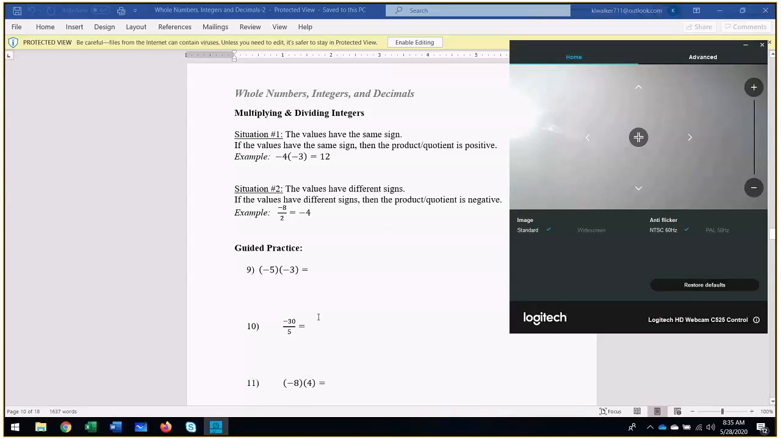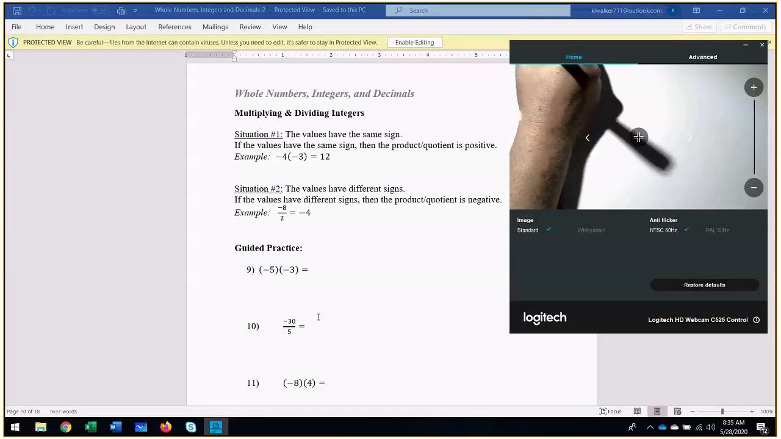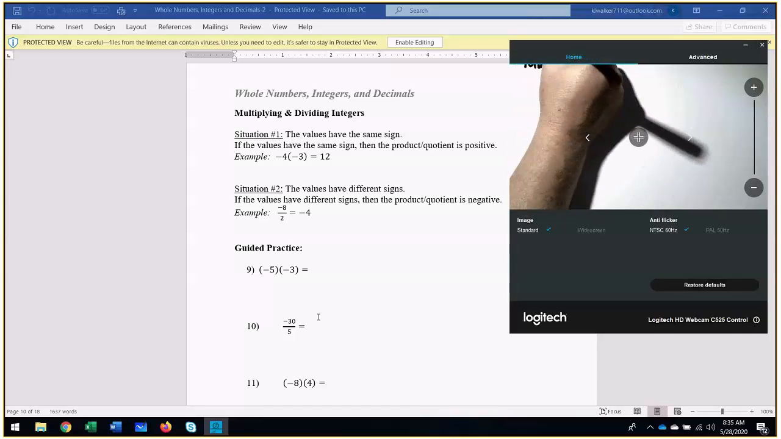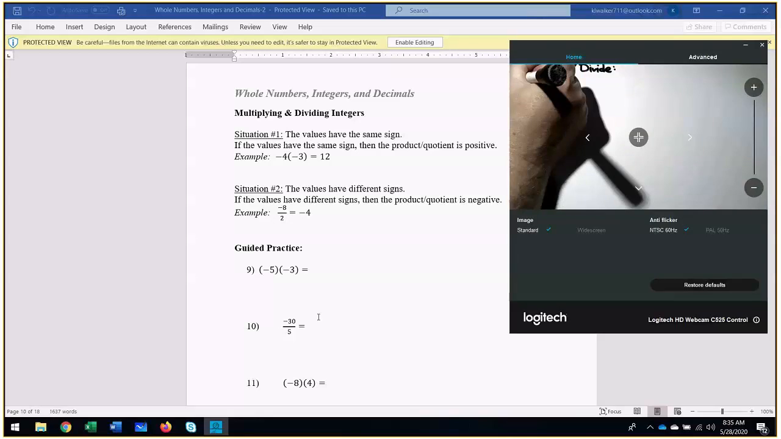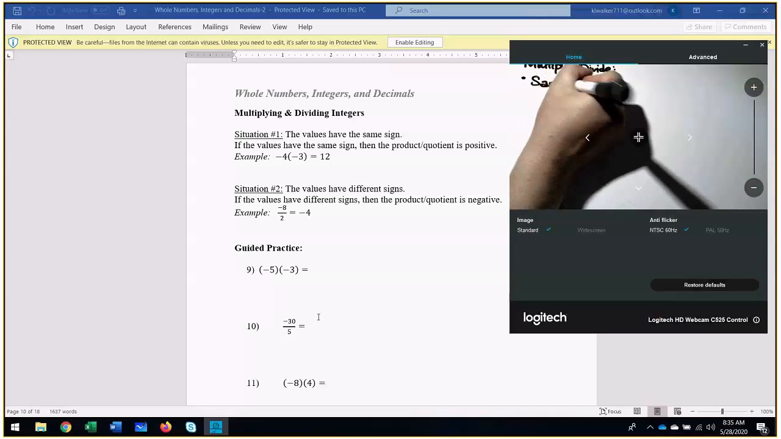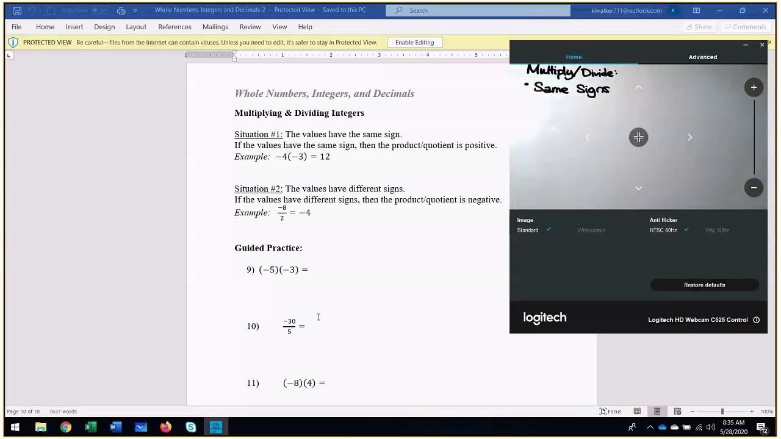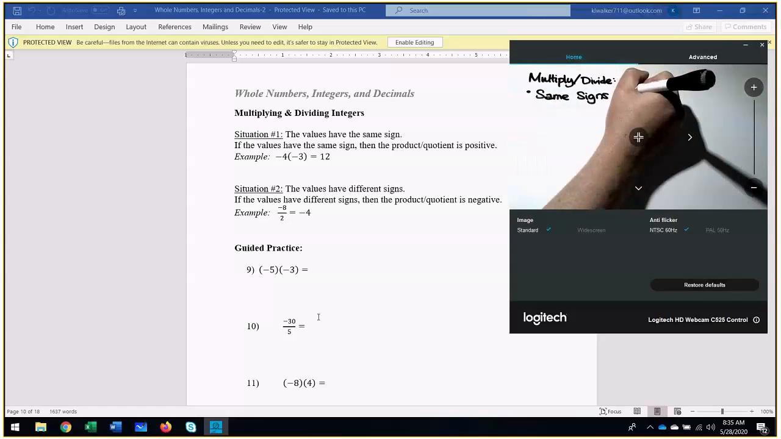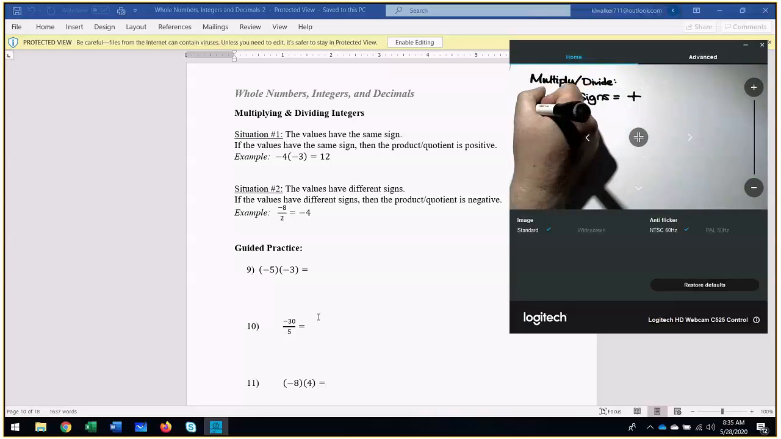Okay, so when you multiply and divide integers, you've got 2 things you got to keep in mind. They are either both the same sign or they're different signs, and they've got different rules from what we were talking about the other day. When you're multiplying or dividing, the same signs will be positive, and different signs will be negative.